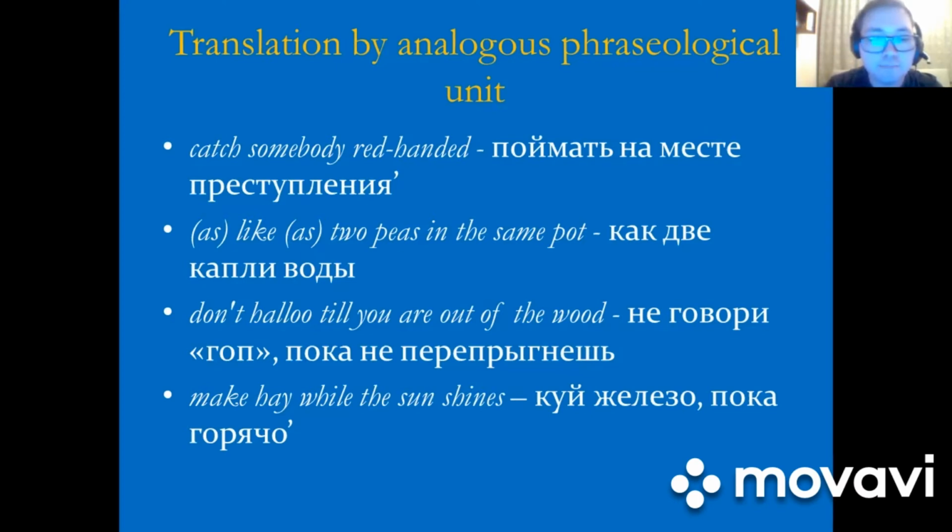The next one, make hay while the sun shines. And in Russian, we say куй железо, пока горячо, which actually means forge the iron while it's heated, or while it's hot. We can see that the difference between the two phraseological units is only in imagery, but in general they have the same meaning.